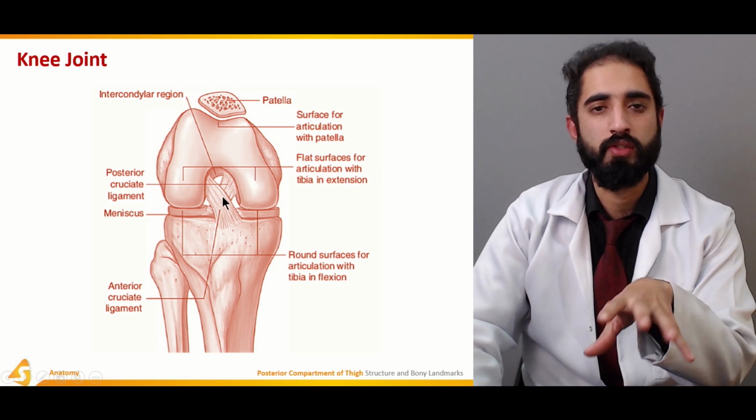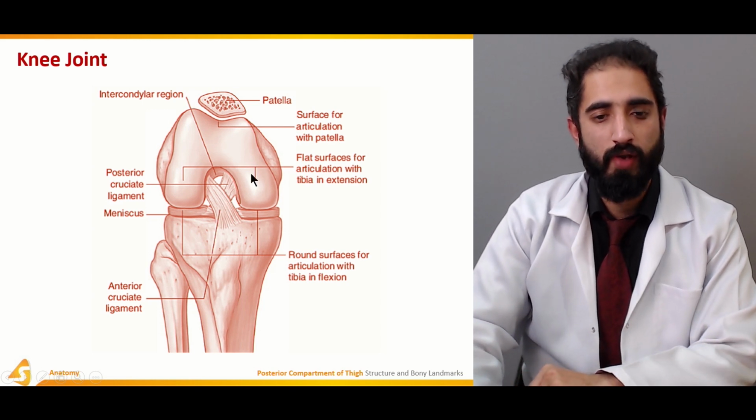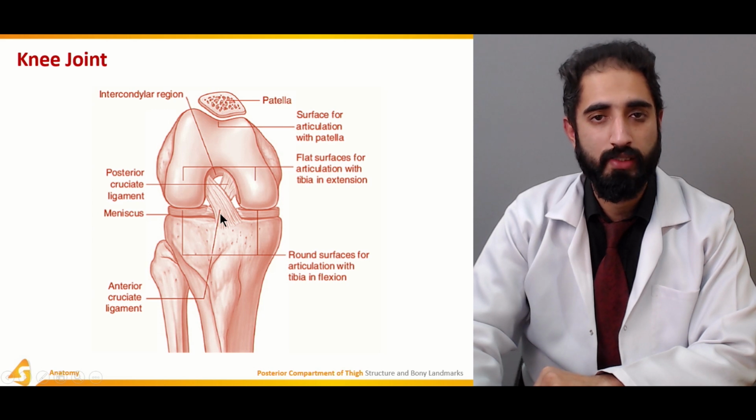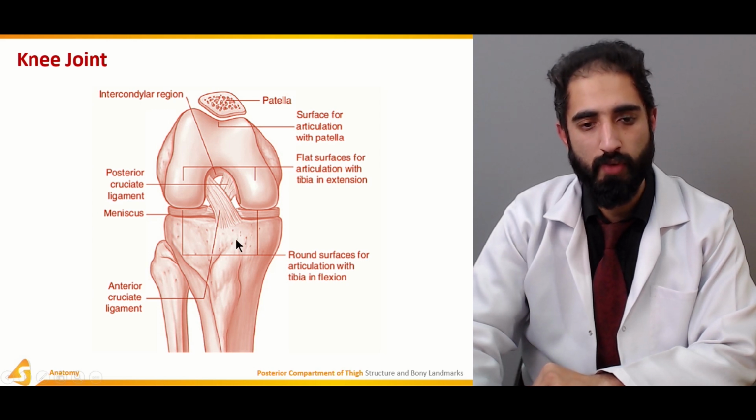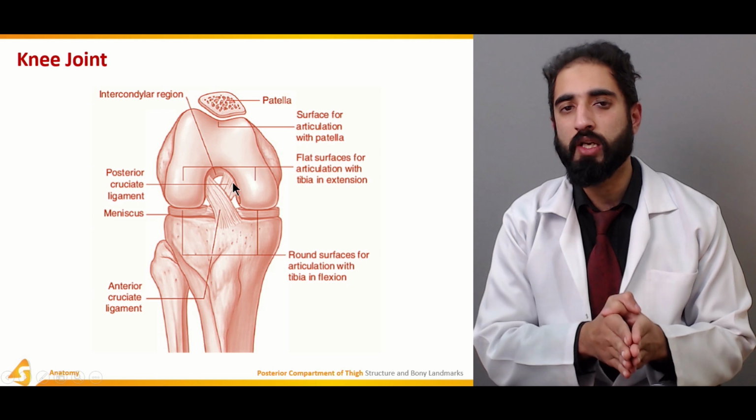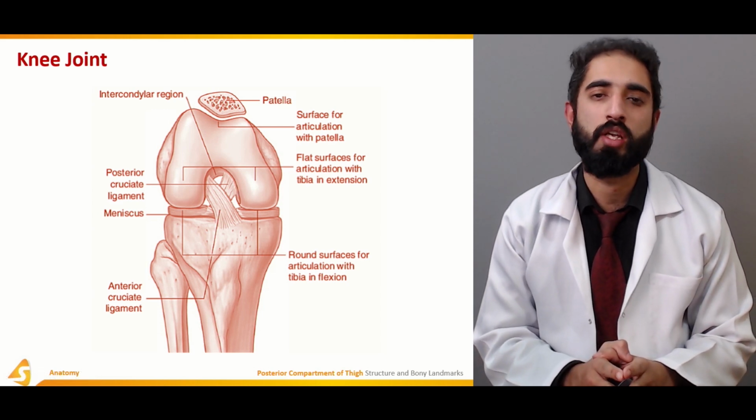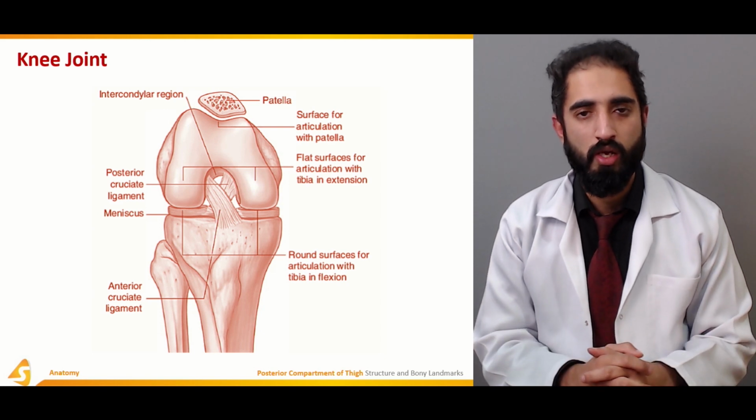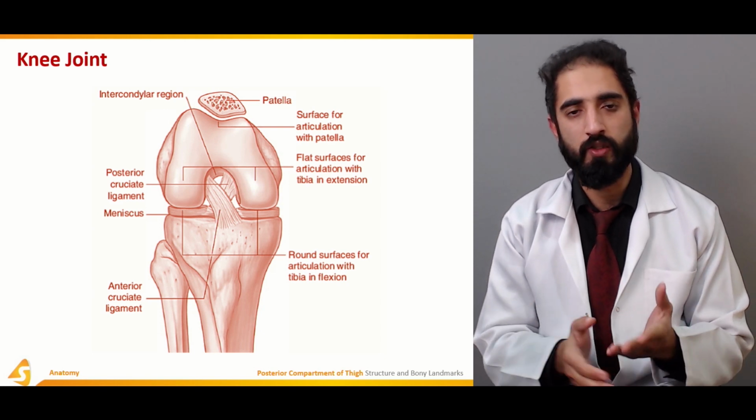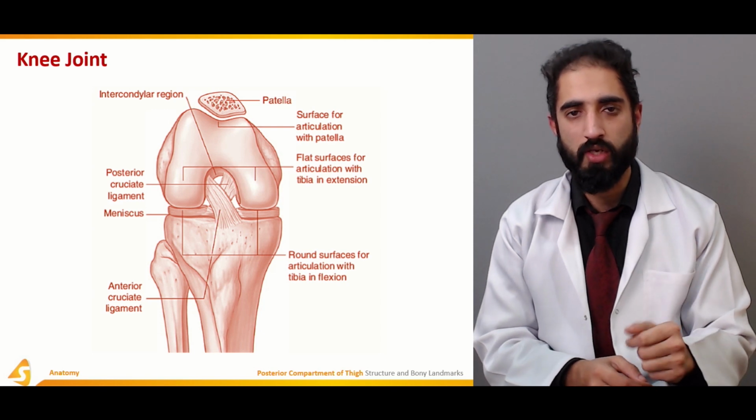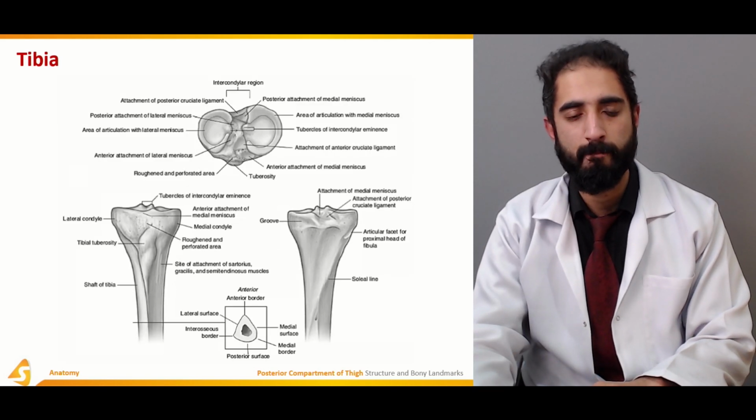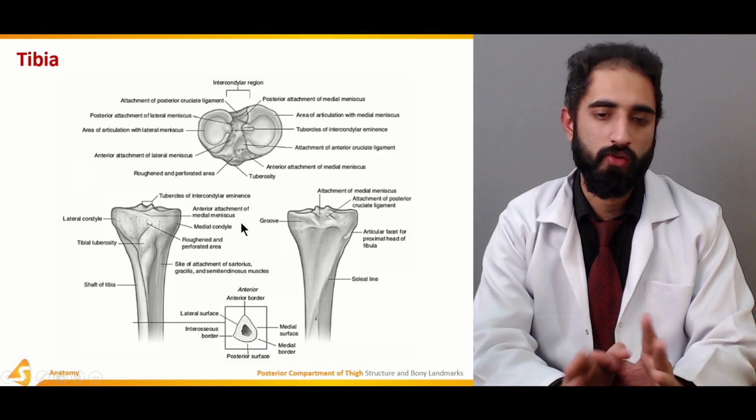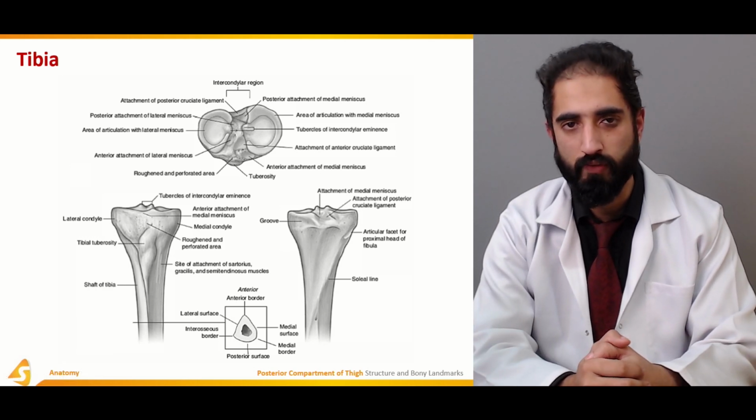Here we have the same knee joint in flexion so that we can better visualize the anterior and the posterior cruciate ligament. So here we have the anterior cruciate ligament and here we have the posterior cruciate ligament. The function of the anterior cruciate ligament is to limit the anterior translation of tibia on femur, and the function of the posterior cruciate ligament is exactly the opposite, which is to limit the posterior translation of tibia on femur. So talking about the knee joint, it is also important to understand the proximal aspect of the tibia.